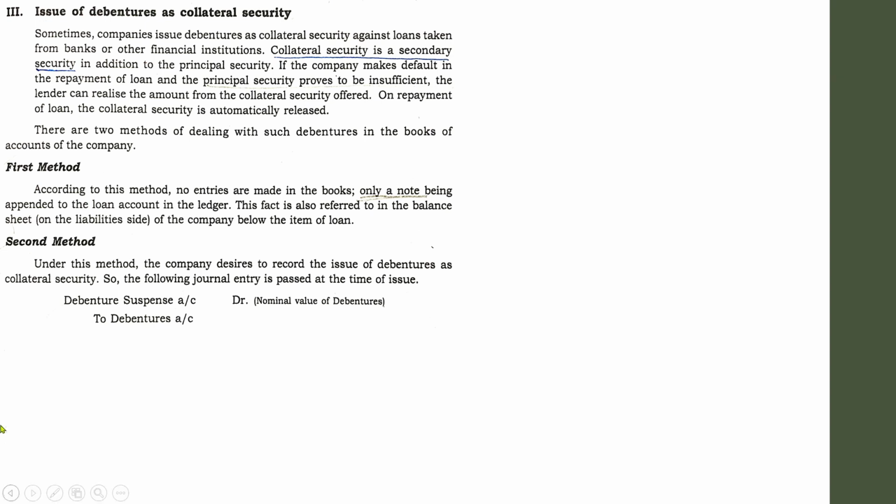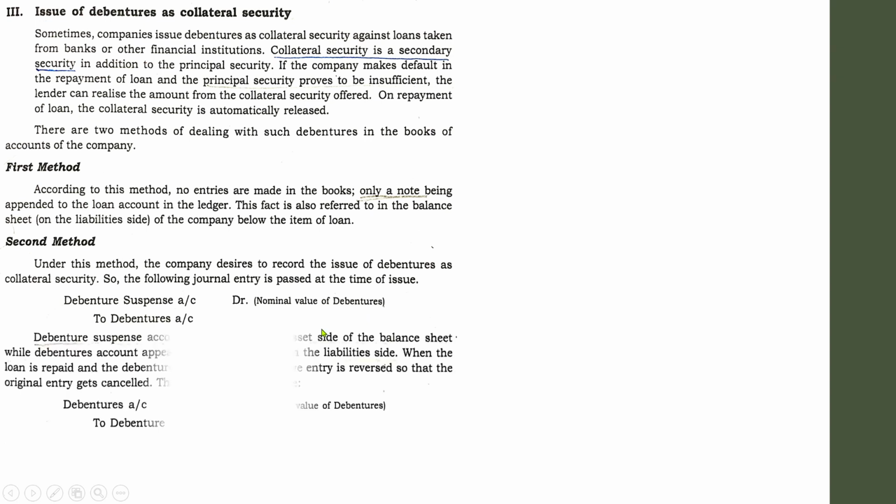But as per the second method, whenever we issue debentures to the bank or whoever it is that has provided us some loans, the entry will be debenture suspense account debited to debentures. Here the value of the debentures will be shown, and debenture suspense account is shown on the asset side of the balance sheet, while debenture account appears in the normal way on the liability side. Debenture suspense is an asset.